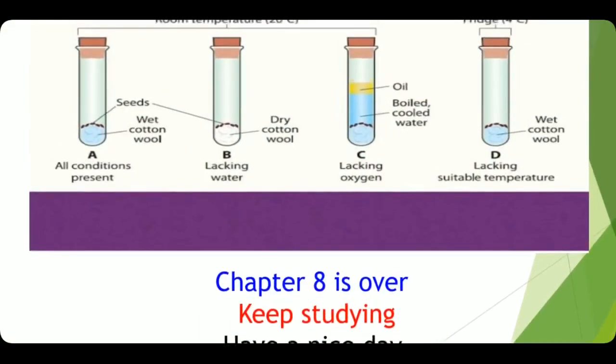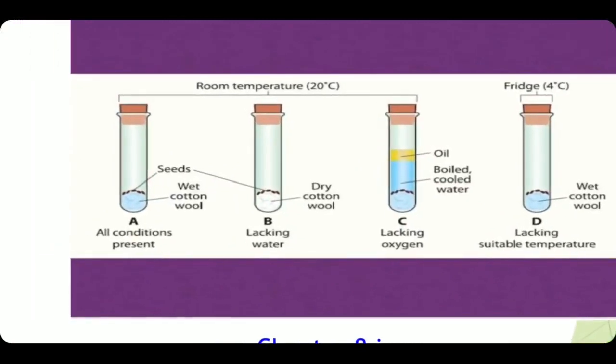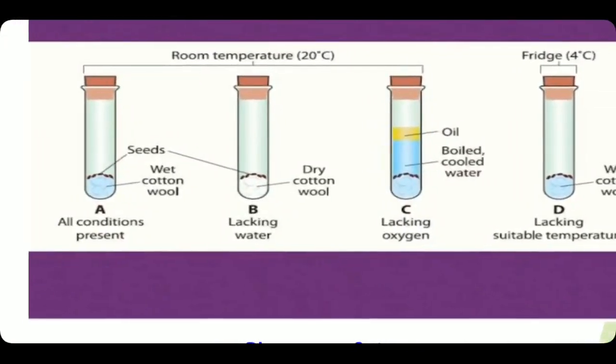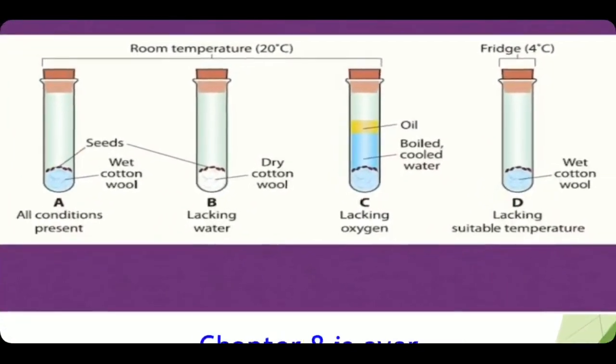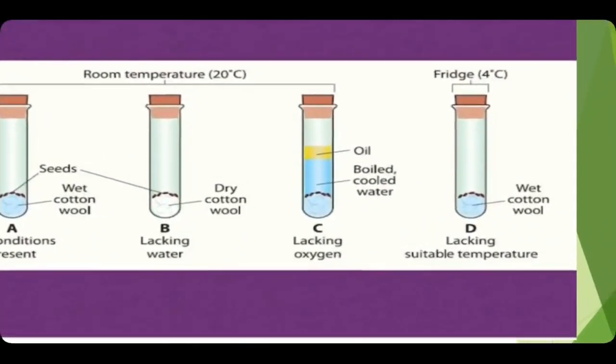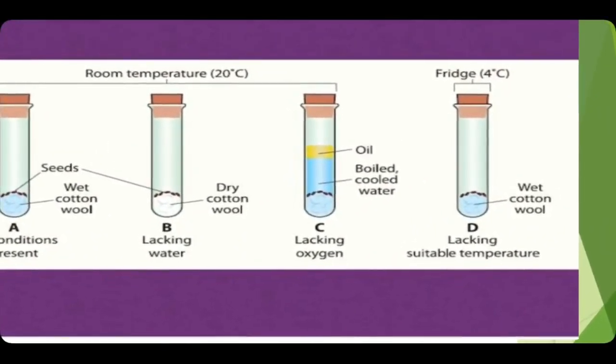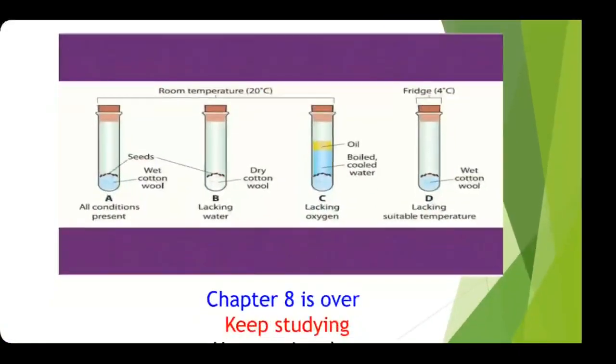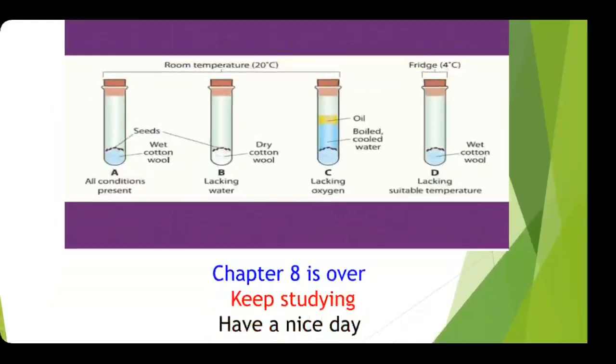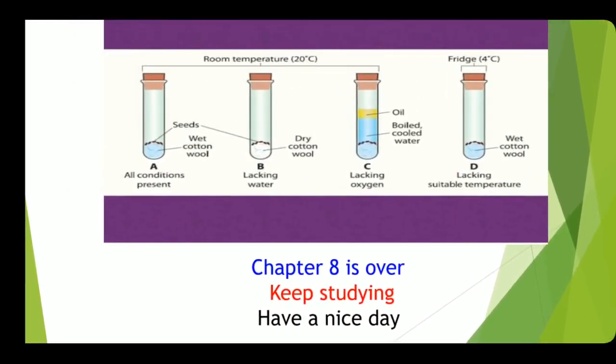Now, this picture is for you students. All conditions are there in A, in B lacking water, in C lacking oxygen, and in D lacking suitable temperature. So what will happen if one of these conditions is lacking? Will the seed germinate or not? If you have the answer, then I'm sure that you understood the whole video lesson. And if not, then do watch it again. Till then the chapter is actually over.